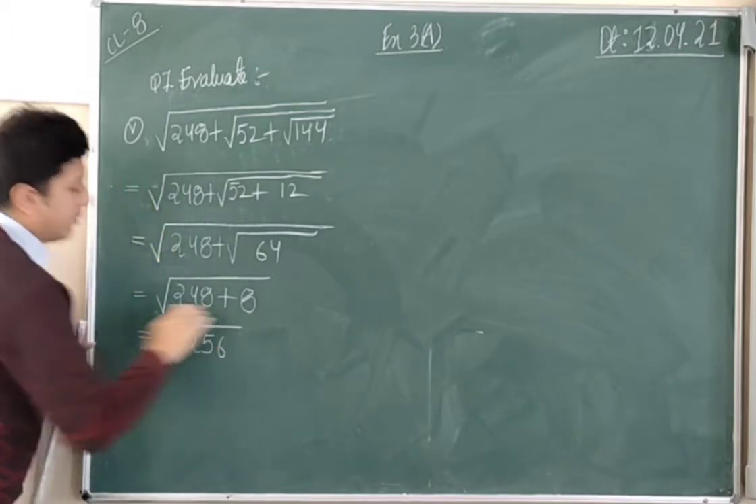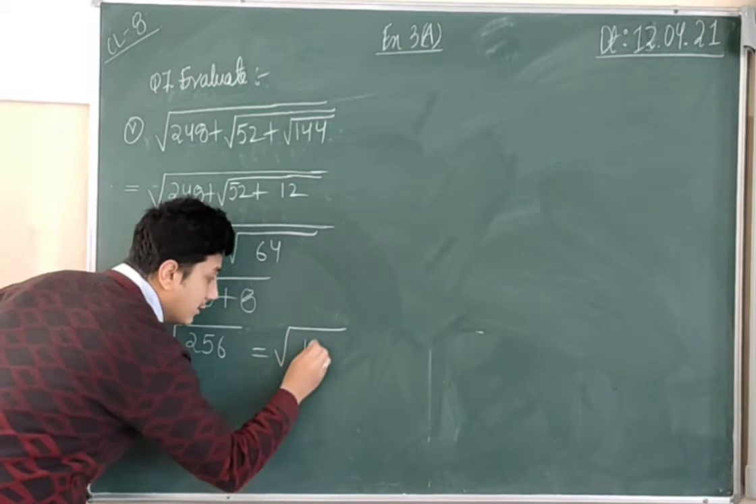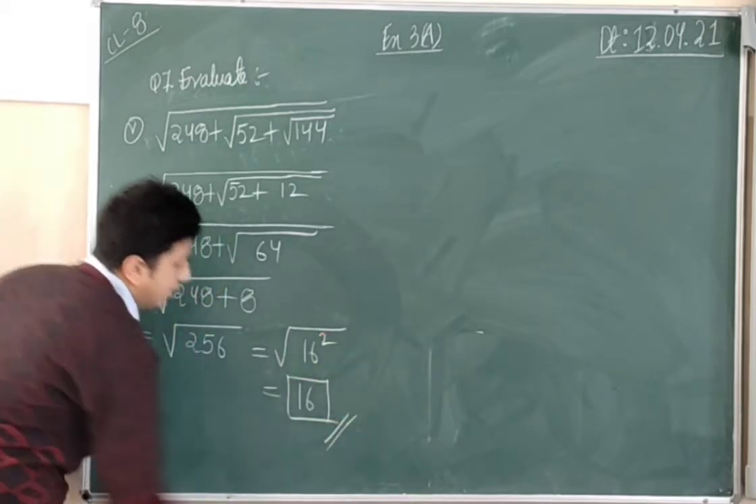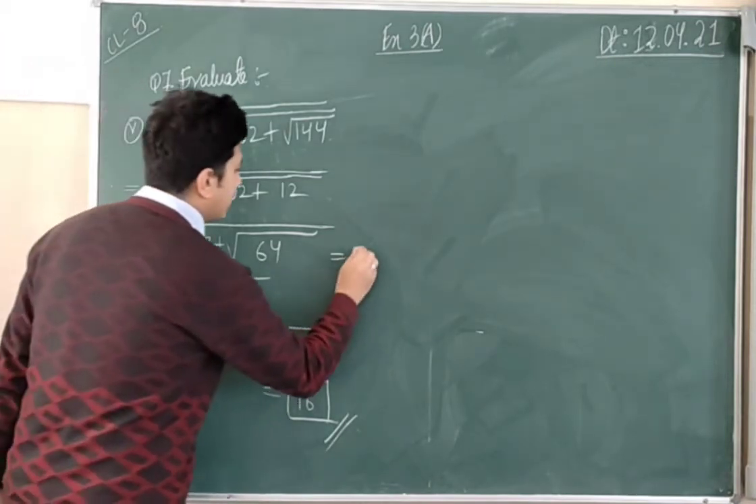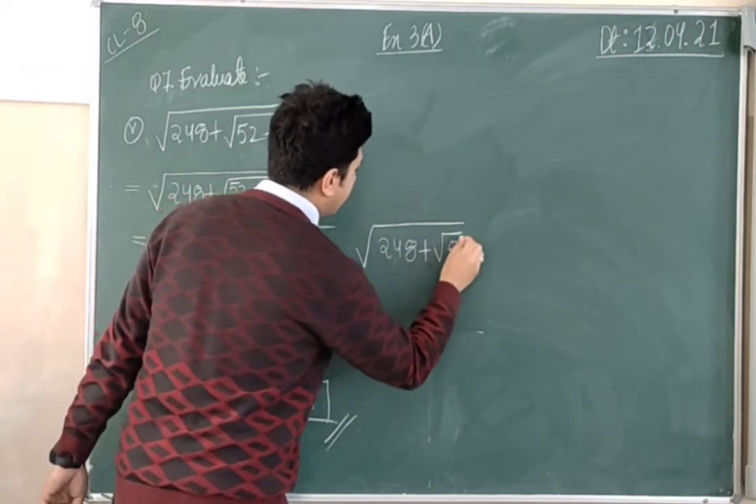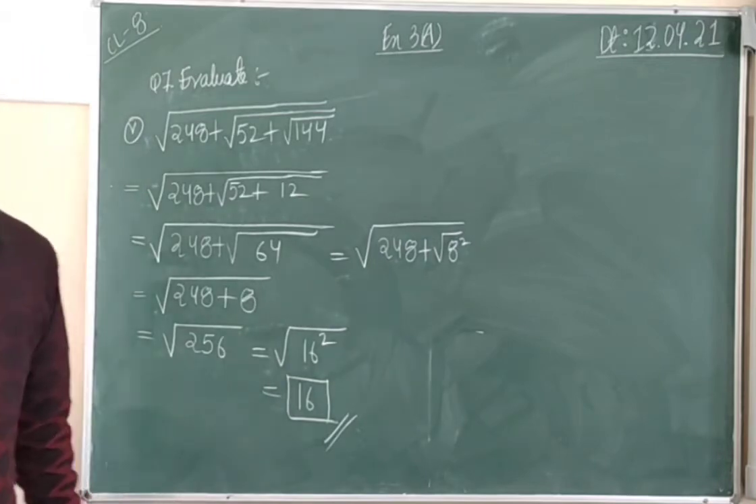I hope you know how much is 256. If you don't know, root 256 means 16 square. So hence the answer is 16. Am I clear with this? And here this is actually 248 plus 8 square. Am I clear with this? This is your answer. So please pause the video, note it down.